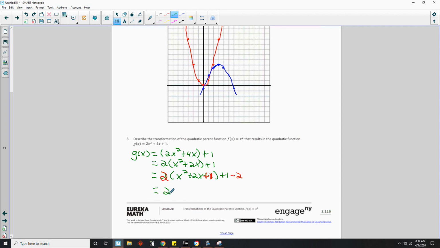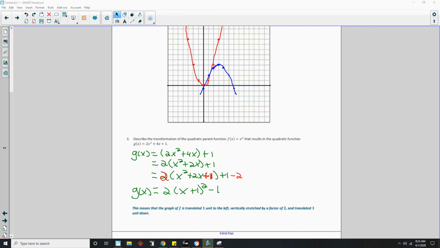So finally that will give us 2 times x plus 1, quantity squared. So all you're doing is taking the half of b, and that goes here. And 1 minus 2 is negative 1 or minus 1. Okay, so now that I have g of x in vertex form, I now know that it's shifted left 1, down 1, and a vertical stretch of 2. Okay, so this means that the graph of f is translated 1 unit to the left, that's right here, vertical stretch by a factor of 2, and translated down 1 unit.